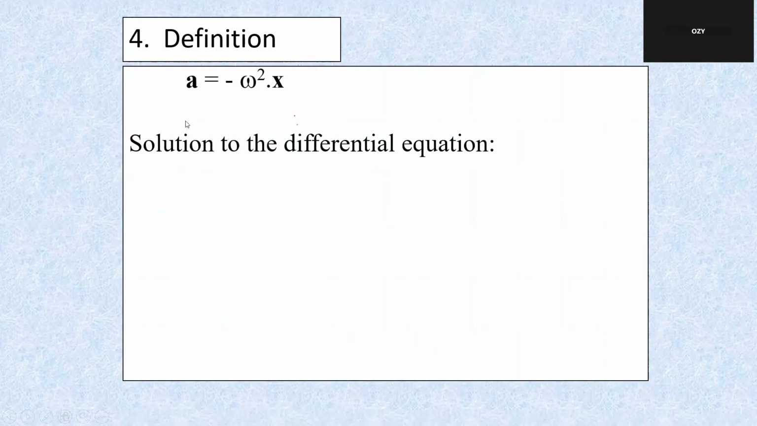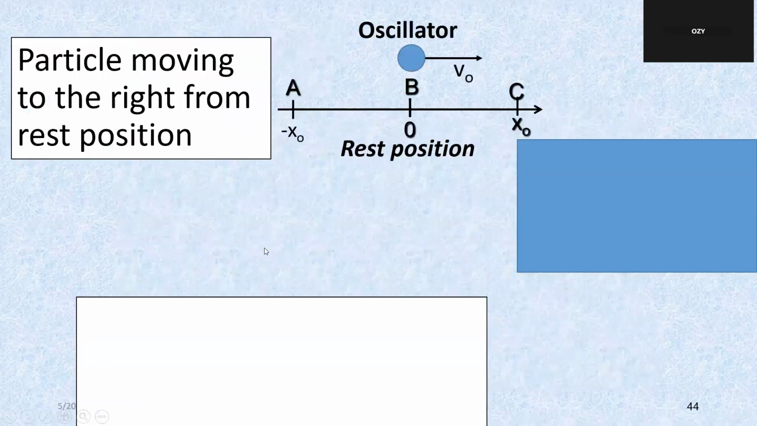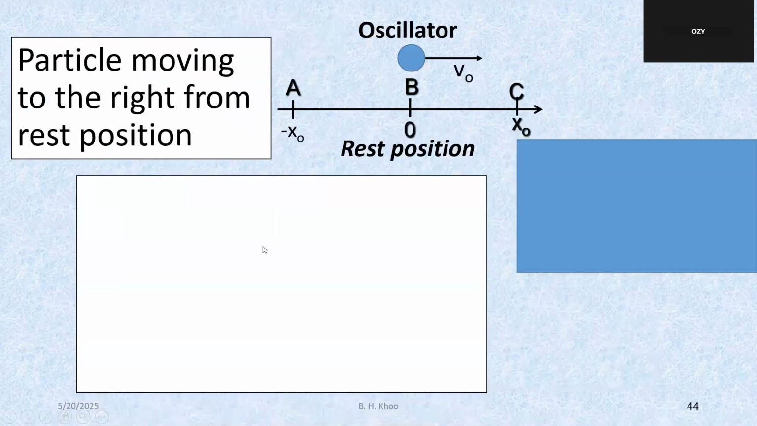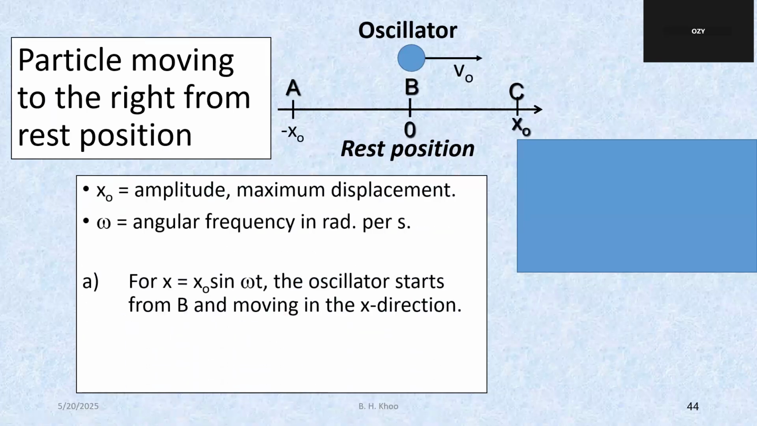Right? This is the differential equation. We don't need to solve it, so the solution to the differential equation is this one or that one there. Right? For your syllabus, just use this one. I think you will study that in your further maths. x naught is the amplitude, the maximum displacement. Omega is the angular frequency in radians per second. So we will use the equation x equals x naught sine omega t.